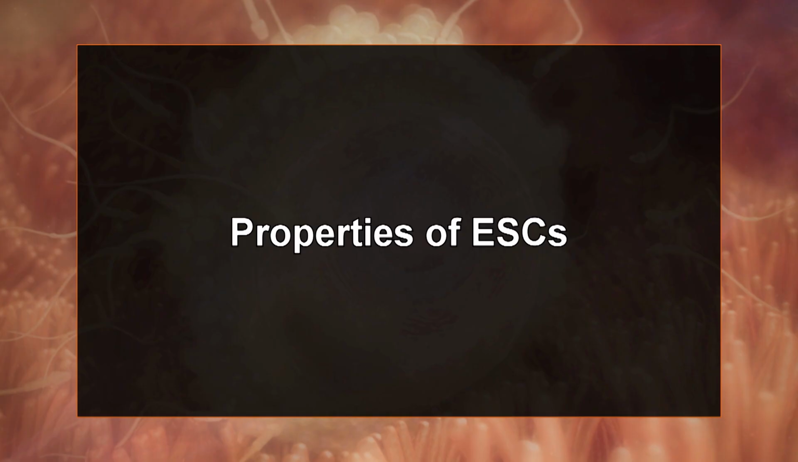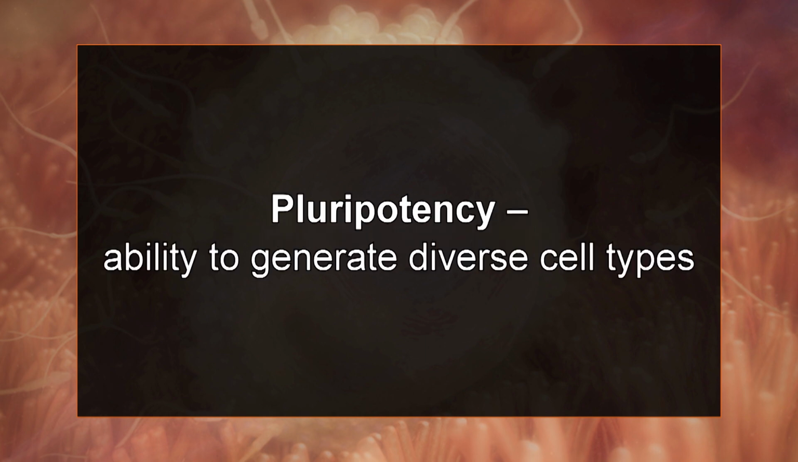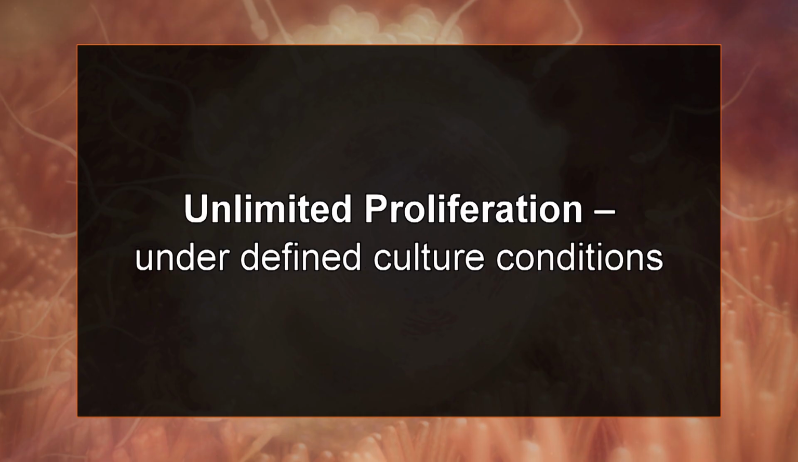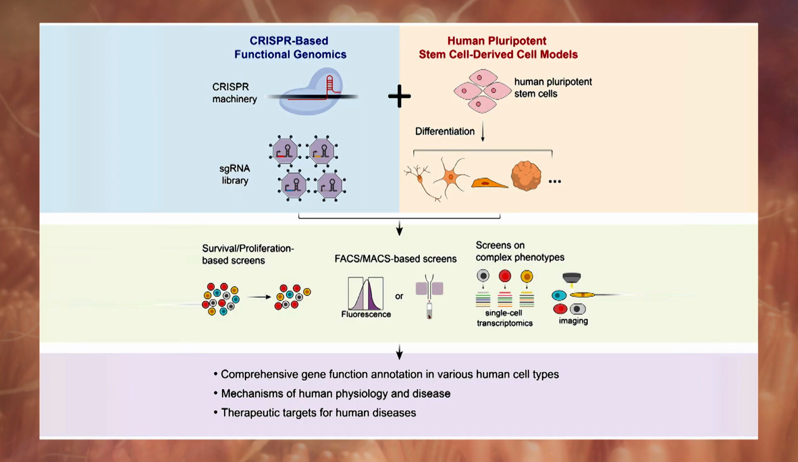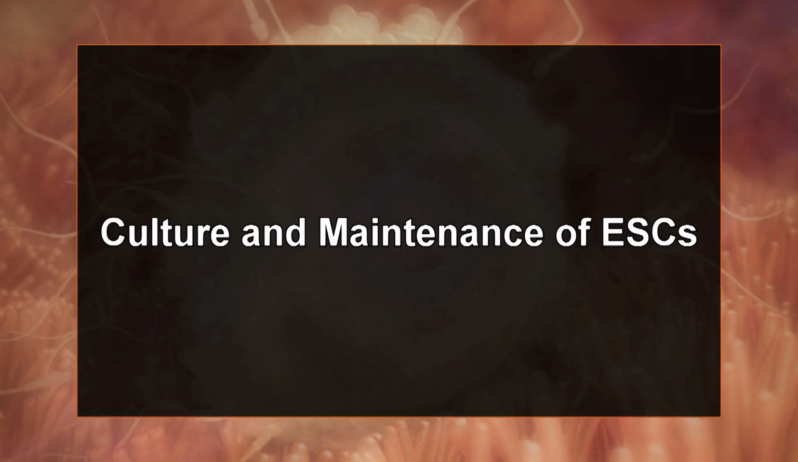Dear students, let's talk about properties of ESCs. Pluripotency: ability to generate diverse cell types. Unlimited proliferation under defined culture conditions. Genome editable using CRISPR-Cas9, enabling disease modeling. Culture and maintenance of embryonic stem cells.